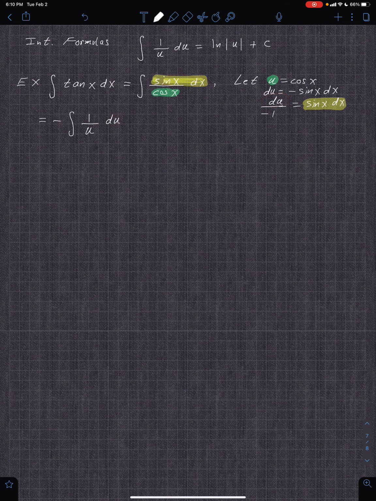So that equals negative ln absolute value of u. Didn't like that. You did. I'm sure you didn't either. Absolute value of u plus c. Now substitute back for your u, and you have minus ln absolute value. And what was u again? Oh yeah, it's cosine. Cosine x plus c. So that's the antiderivative of tangent, or at least another form of it, I guess.